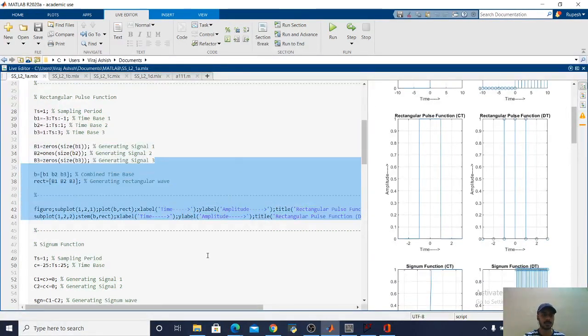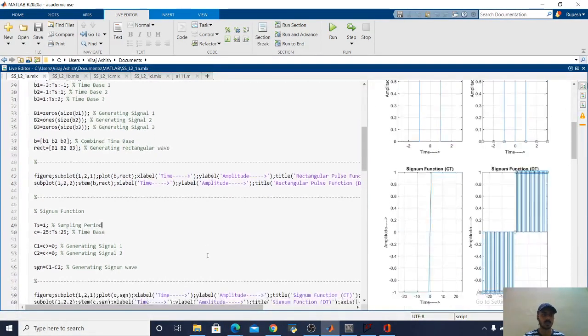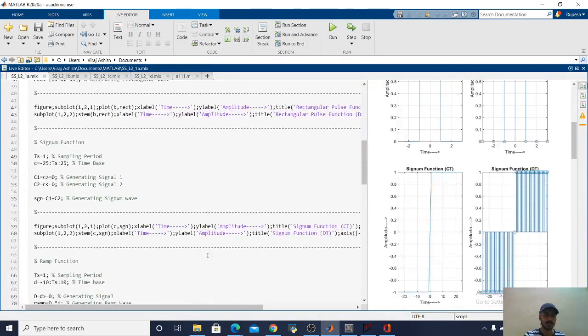Next one is the signum function. The definition of the signum function is that it will be 1 for t greater than 0, minus 1 for t less than 0, and 0 for t equal to 0. You can see its code and corresponding graph.